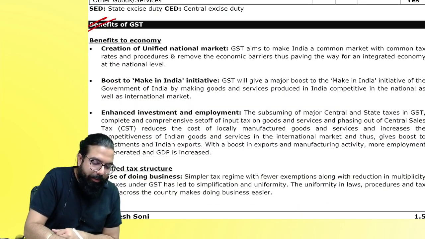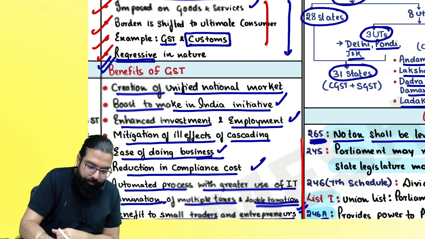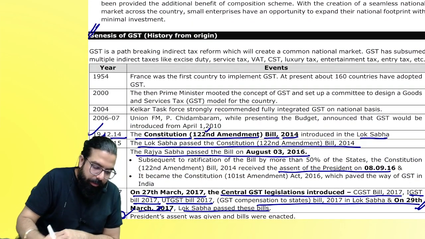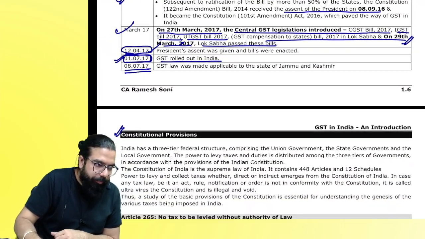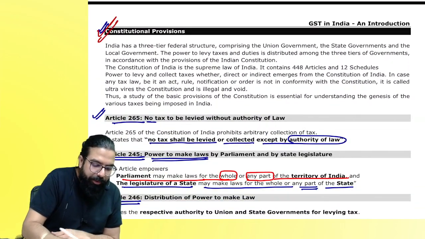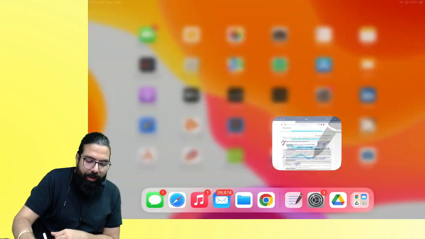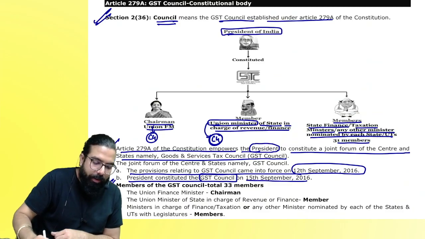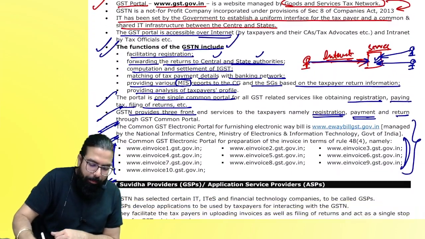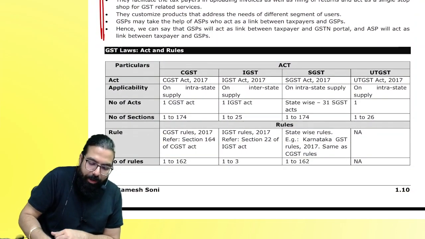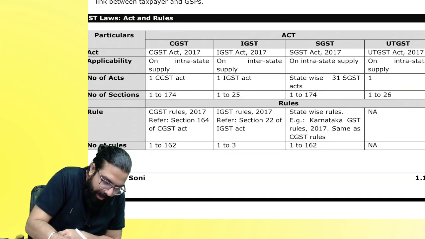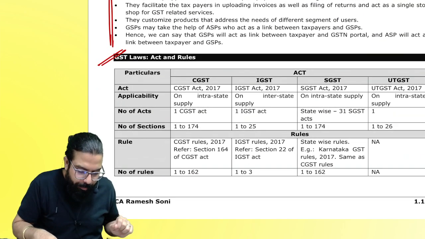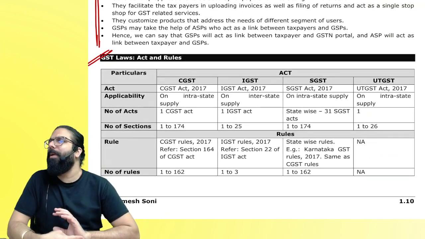The next one, benefits. Hey, where is the benefit? Next. Genesis, we learned it. Constitutional provision. I have told you about all the provisions which are there. Correct? GST compensation cess, GST Council, common portal, GST Suvidha Provider. Everyone, please come to the last portion for the chapter of basics. These are your basics of GST.